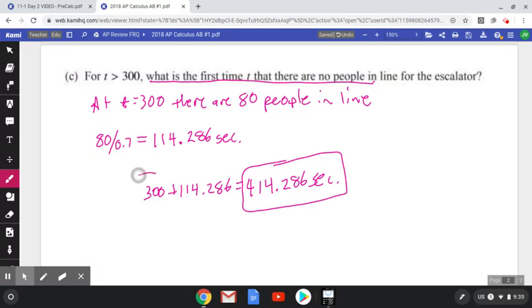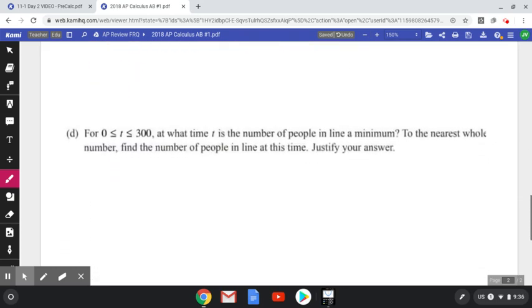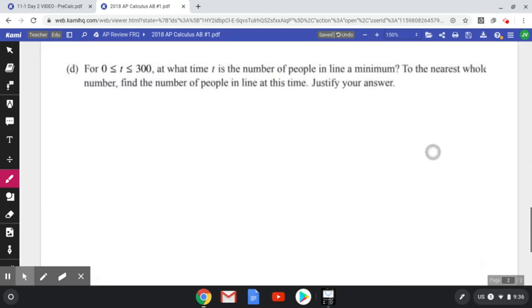You'll get a point here for this piece. You could write that, or you could write the final answer. It does not ask you for a unit, so if you just wrote the numerical answer, 414.286, you should get 1 point. And again, that's basically 1 point for your answer. So we've got 5 points so far. That means the last part here, part D, is going to be worth 4 points.